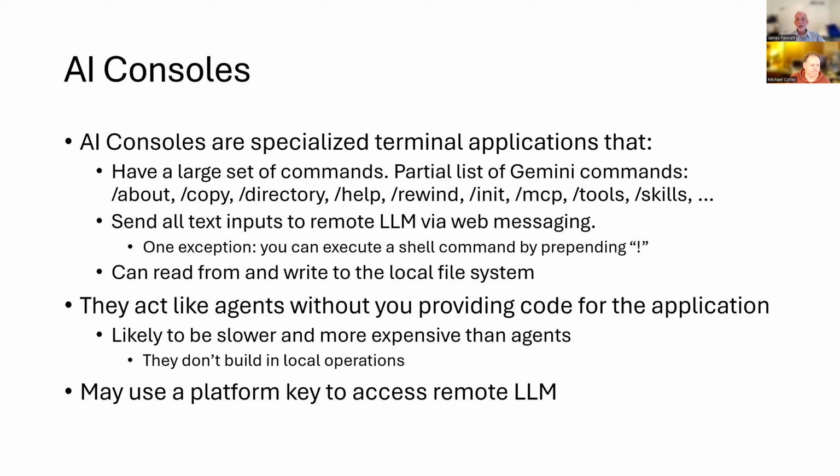They have a large set of commands. For Gemini here, I've just listed some of them. There's probably 40 or 50 commands that a Gemini console has, and the Anthropic and ChatGPT ones are similar. I think a little less than Gemini's, but they cover the same kinds of things. They all allow you to couple to other tools using the MCP protocol, and so on.